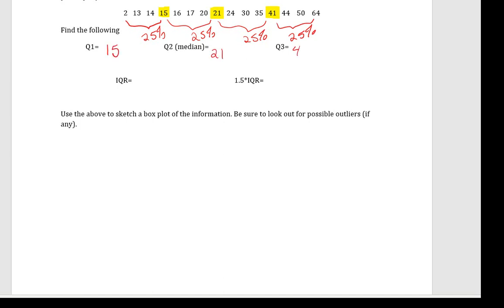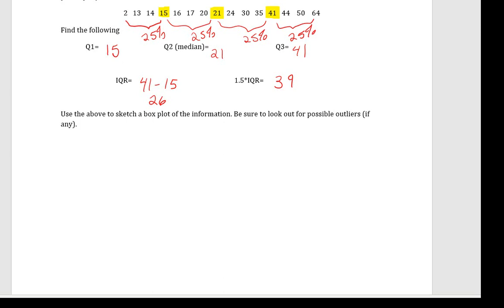So Q1 is 15, Q2 is 21, Q3 is 41. The IQR, that's the spread of the middle, so it's going to be 41 minus 15, so we are going to get 26. 1.5 times the IQR, that's 1.5 times 26, is going to give us 39.